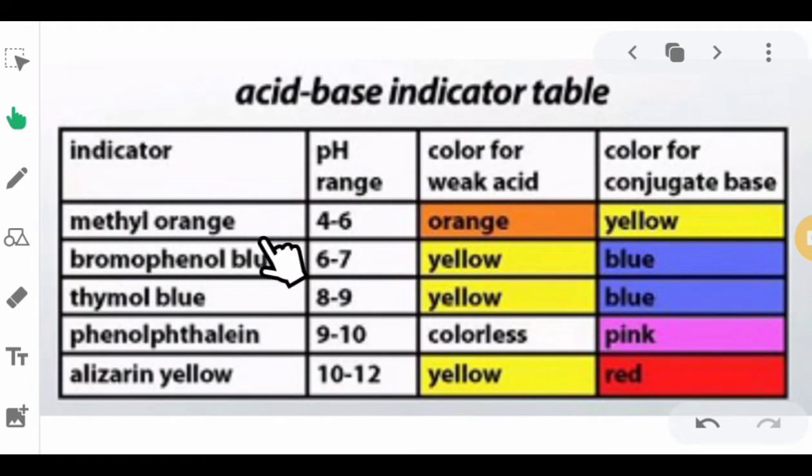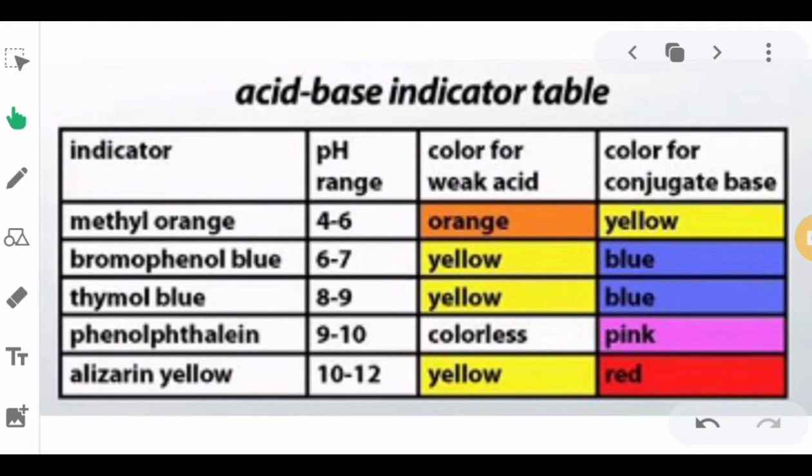We have here methyl orange, bromophenol blue, thymol blue, phenolphthalein, and alizarin yellow. This is the pH range of these indicators and the color change from weak acid to conjugate base. Phenolphthalein is the most common indicator used in a titration; it is colorless in a weak acid, and it will turn a light pink in base. So at the equivalence point, all the KHP present has been neutralized by the added NaOH, and the solution is still colorless.